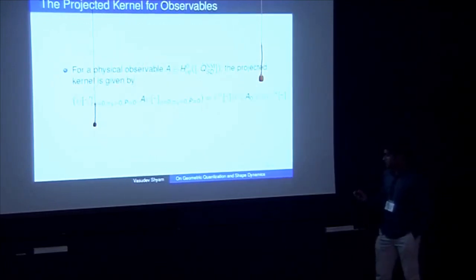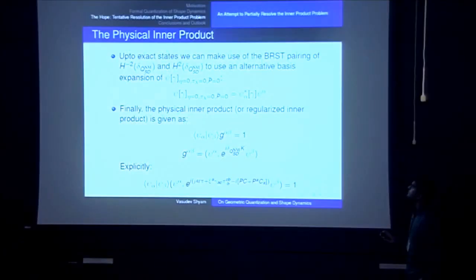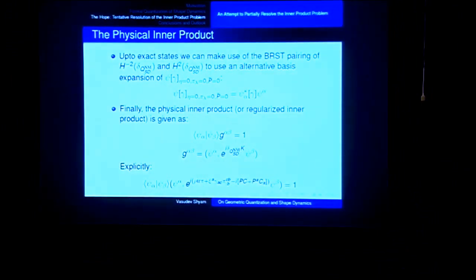Now, I'm sorry, went too far. Okay, so up to exact states, we can use the BRST pairing of these two cohomology classes and find a basis expansion for this state, alternatively, instead of the tensor product that I showed before, in this form. So in general, we're going to have something like this times a bunch of that times psi alpha. So for the ghost number 0 states, we're not going to see any of those ghost terms cropping up.